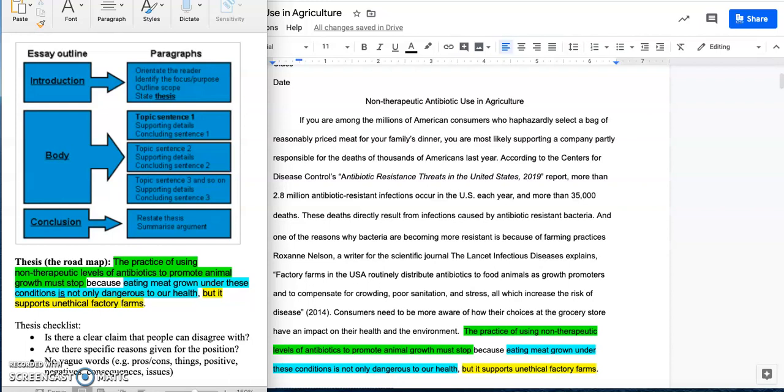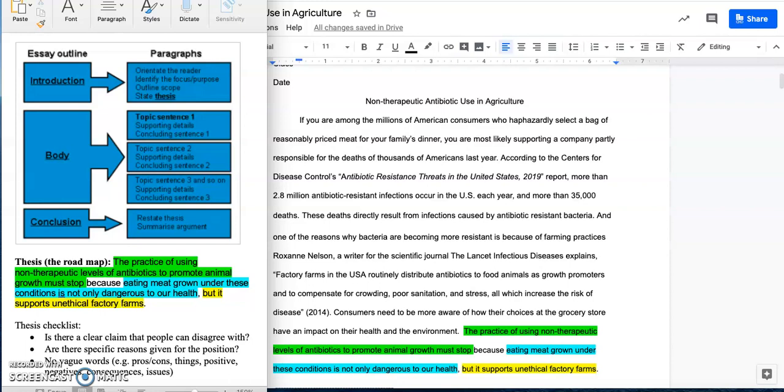I like that roadmap imagery for a thesis because that is what it does. It guides your readers through the paper. It tells them what to expect. It sets an expectation. So after you read the thesis for a paper, you should kind of have a pretty good idea of where it's going to go. So let's look at this thesis statement here.